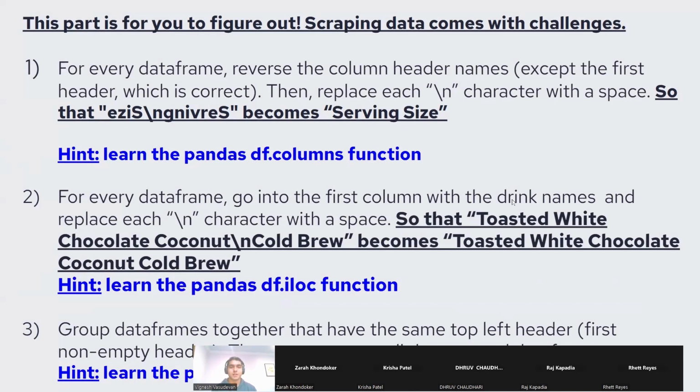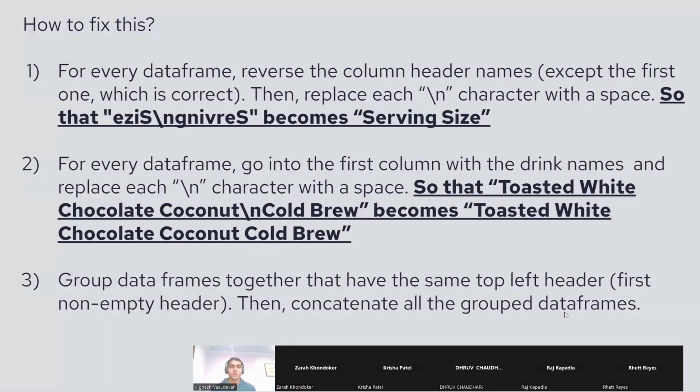And then for the second problem, you want to learn the pandas df.iloc function. So the df.iloc function will allow you to locate a specific column or row in the data set and then manipulate it. So if you use that, you'll be able to get rid of all these new line characters. However, the last one, I don't think it's easy to find on your own.